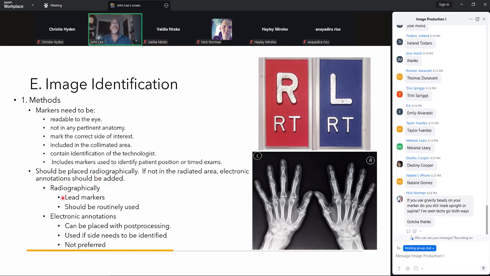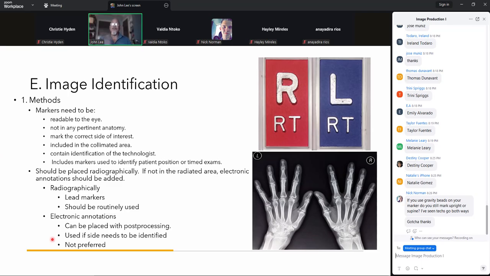We want to use lead markers. They need to be routinely used. You can use electronic annotations, but they're not preferred. Early PACS systems, if you annotated it at your workstation and sent it to PACS, would remove that information. And so when it ended up being stored, it got stored without the annotation and the marker that the tech put on there. Systems are much better now. The annotations do flow over, but that is still a point of contention legally.